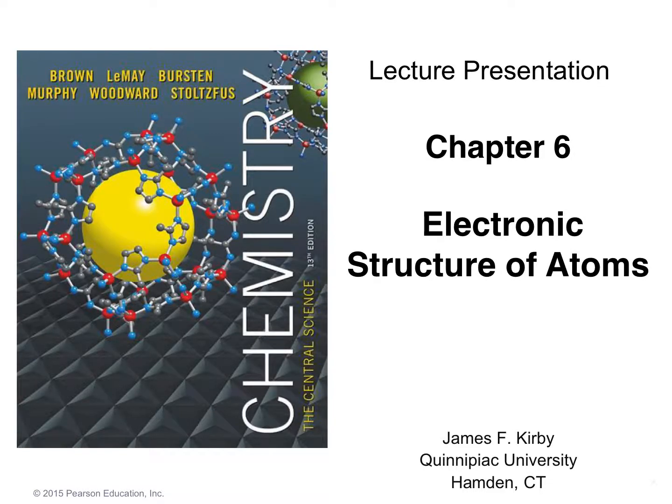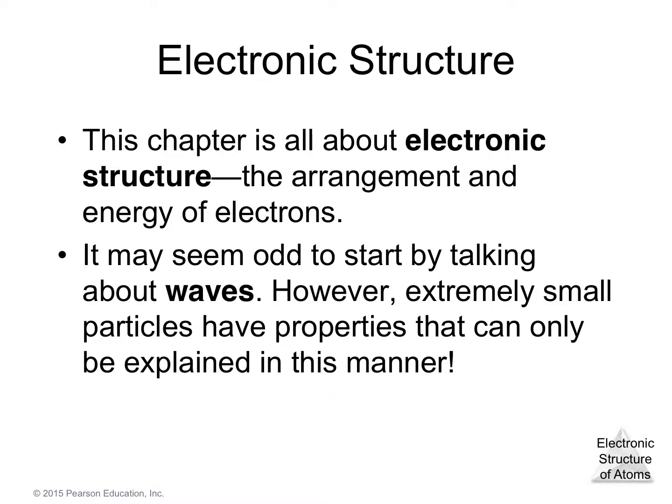In Chapter 6, we're going to be taking a deeper look at the atom and particularly focusing on what's happening with the electrons. When you hear the term electronic structure, that's simply referring to where electrons are located and how much energy they have. We're going to start with a discussion of waves, which may seem like an odd place to start, but once scientists understood that electrons are moving in wave patterns, our understanding of what's going on inside the atom really started to explode.